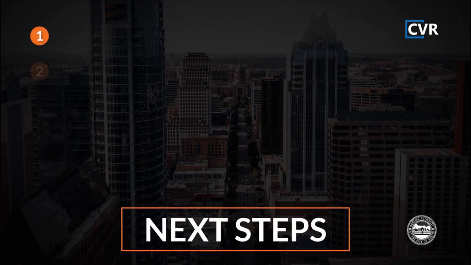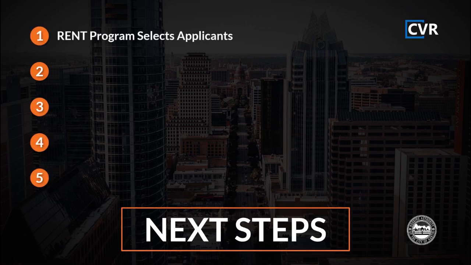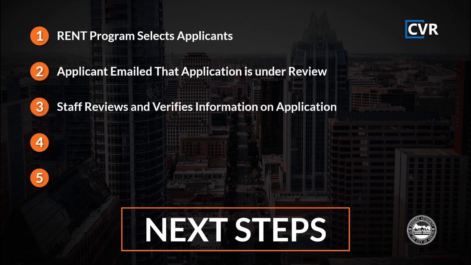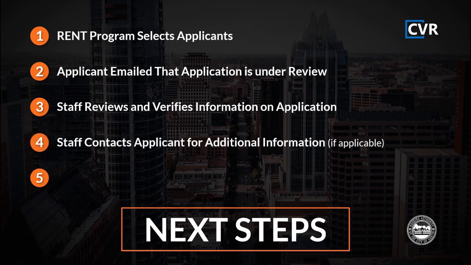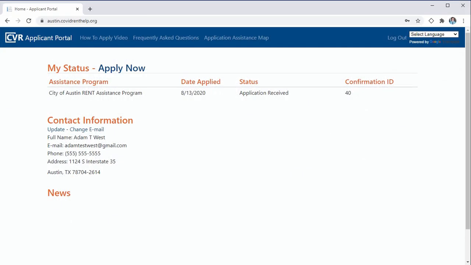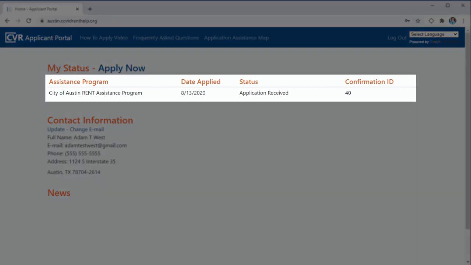All submitted applications will be placed in a pool of applicants. Periodically, the RENT program will randomly select applicants to review and verify if the application meets all eligibility requirements. If your application is randomly selected, you will receive an email that lets you know that your application is under review and that the RENT program will reach out to you if additional information is needed. The RENT program will also reach out to your landlord to complete the eligibility process. To view the status of your application at any time, return to your applicant portal account.